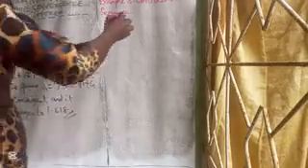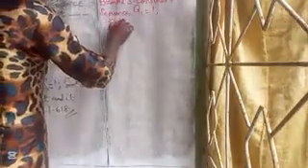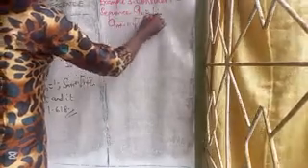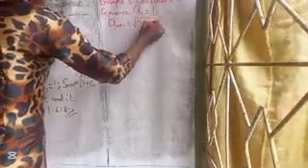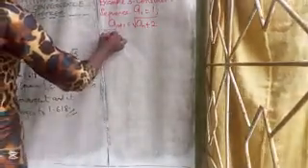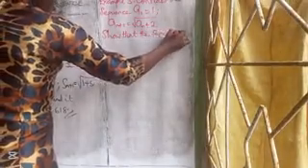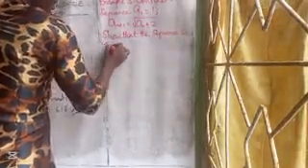Consider the sequence a1 is equal to 1 and a(n+1) equals the square root of a(n) plus 2. Show that the sequence is convergent.